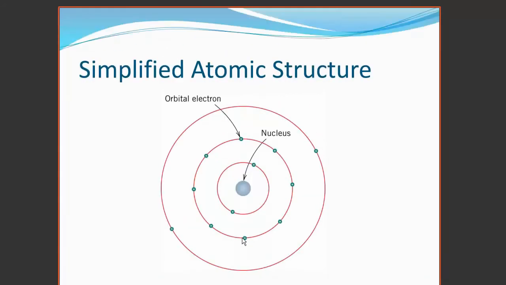This shows the simplified model of the atom. At the center of the atom, we have a very small, positively charged nucleus. Surrounding the nucleus are electrons, which are in well-defined orbits. This is a very simplified picture, and the electrons do not actually move around as particles in such orbits. But this picture is a very useful way to introduce atomic structure.